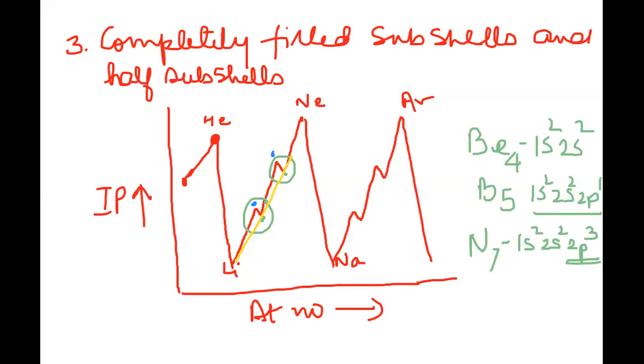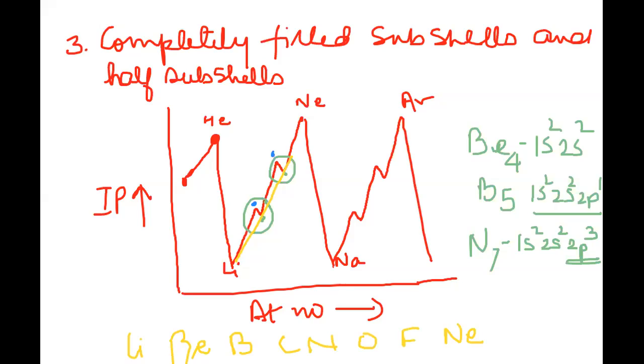So you have hydrogen, helium, then you have lithium, then you have beryllium, then you have boron, carbon, nitrogen, oxygen, fluorine, and then you have neon. This is the second period element that we are talking about.